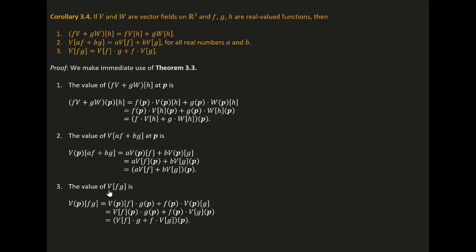Finally, we check our product rule. So again, the value of our vector field operating on a product of functions F times G evaluated at the point P is written like this. But this is a directional derivative. We use Theorem 3.3 to rewrite using our product rule version of the directional derivative. Then we use the notational equivalence to rewrite the product rule, and then we rewrite this as just one big function being evaluated at P.